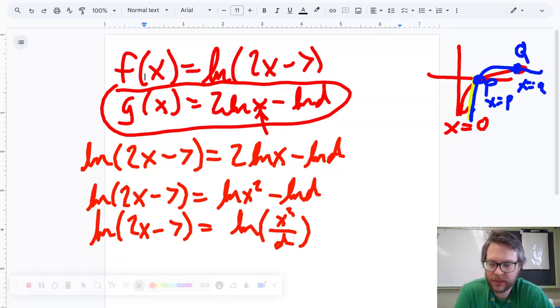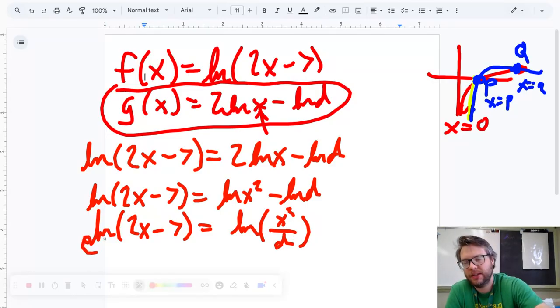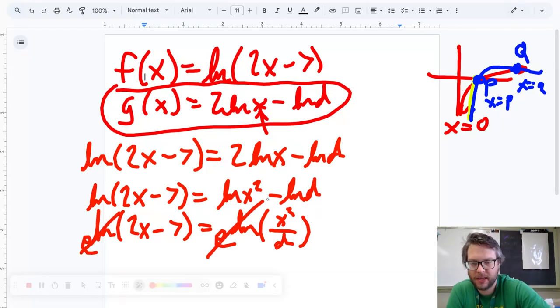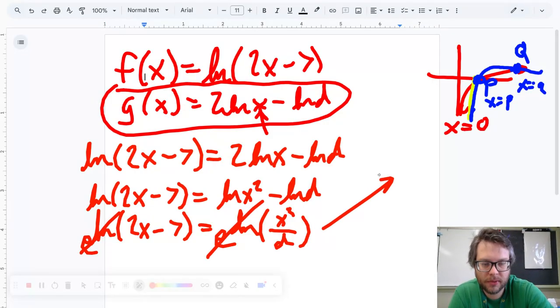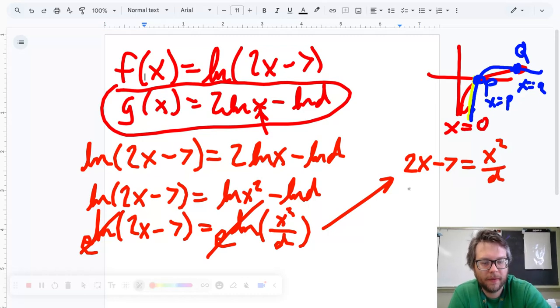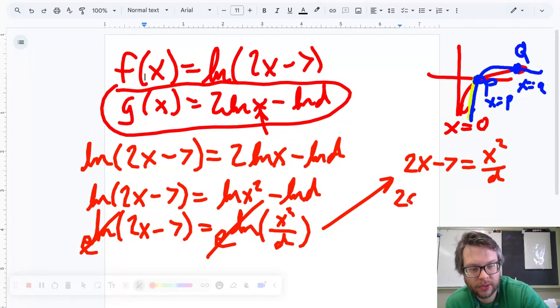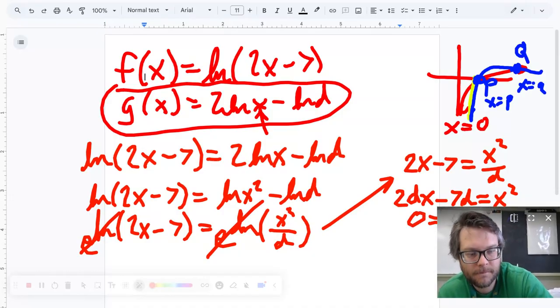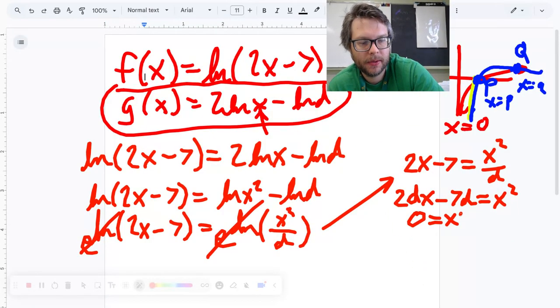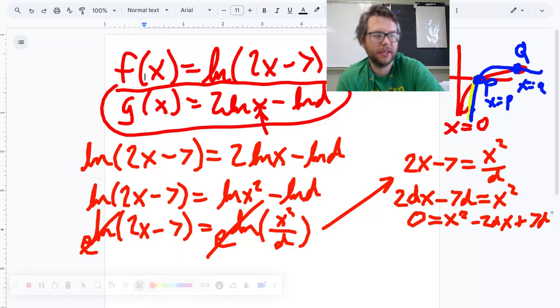Now I'm thinking, what's the inverse of a natural log? Well, because it's a log with a base of e, the inverse is an exponent with a base of e. So I can cancel that, and now I just have a nice quadratic equation. 2x minus 7 is x squared over d. Multiply everything by d, so 2dx minus 7d is x squared, and get it all equal to 0. 0 is x squared minus 2dx plus 7d.